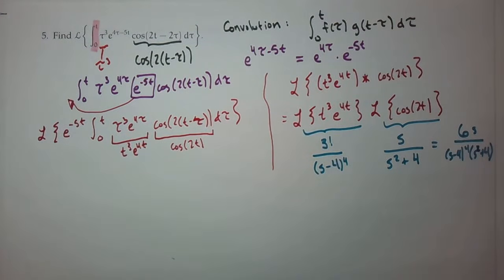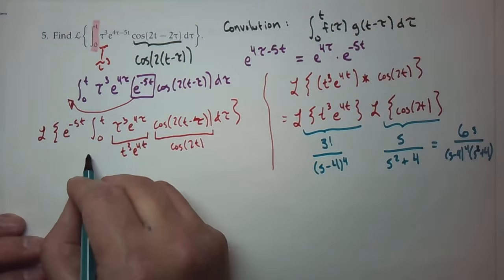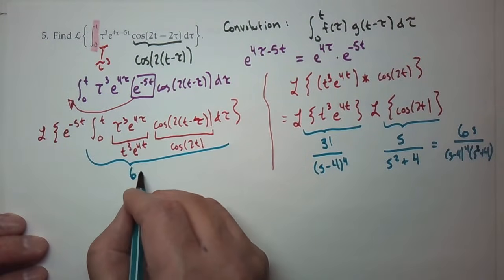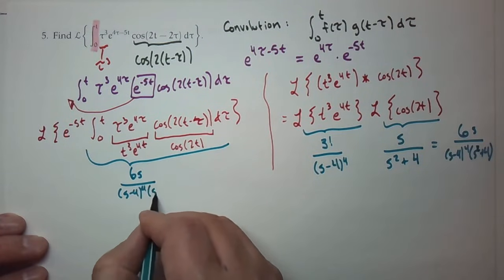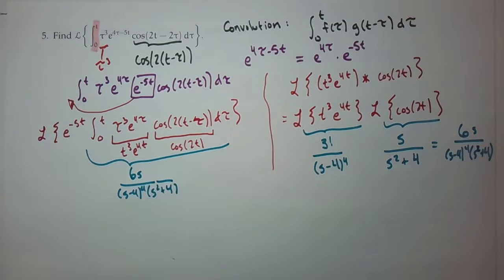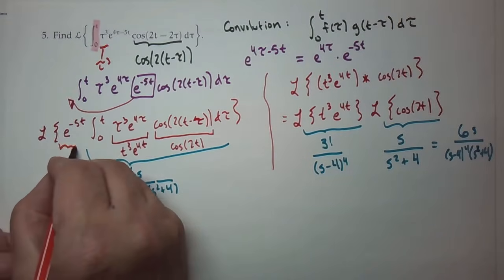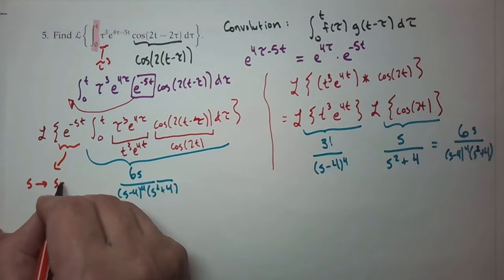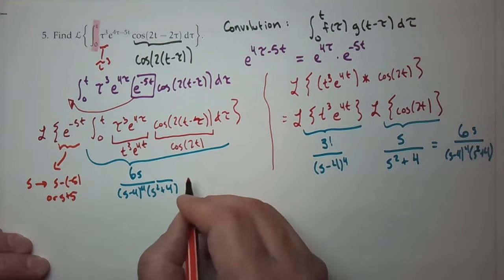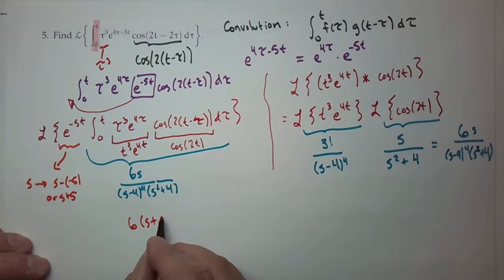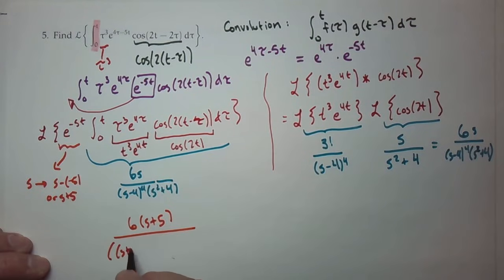Now we have the e to the minus 5t. So we know for just this integral, it would be 6s over s minus 4 to the 4th times s squared plus 4. What does the e to the minus 5t do? In particular, what happens to s? Yeah, so now when we see our e to the minus 5t, this says, aha, s is going to become s minus minus 5, or s plus 5. So we end up with 6 times s plus 5 over s plus 5 minus 4 to the 4th times s plus 5 squared plus 4.